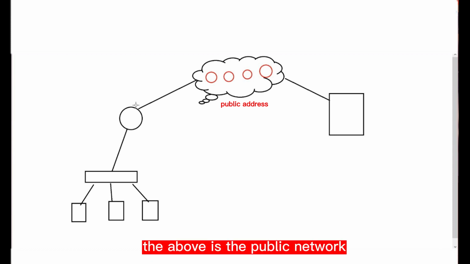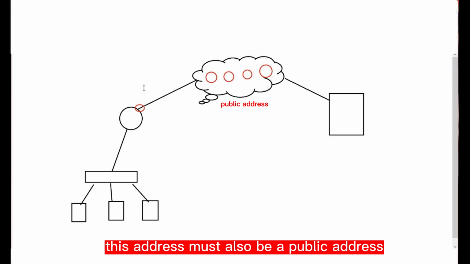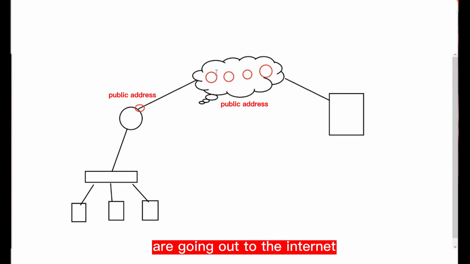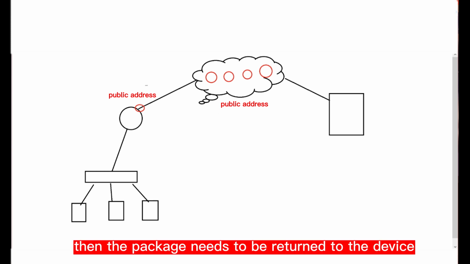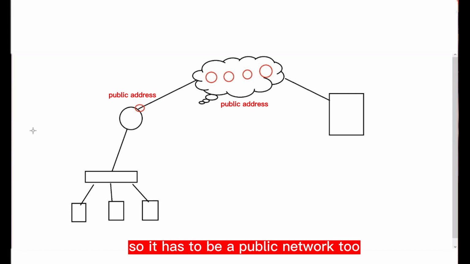The above is the public network. Then the export device, when docking with operator equipment, this address must also be a public address. Because the company's people are going out to the internet, the package needs to be returned to the device. Otherwise there is nowhere to find the message and I can't pack it back. So it has to be a public network too.